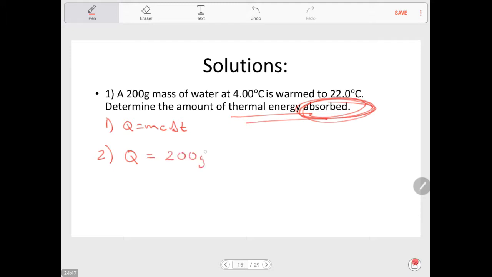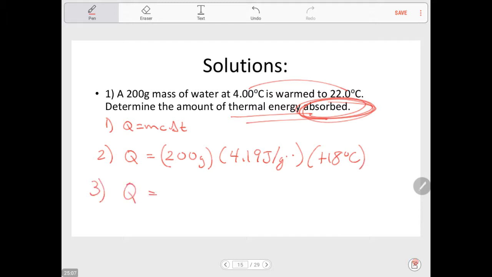We have 200 grams. Specific heat capacity is 4.19 joules per gram times degrees Celsius. Oh, sorry, and we went up there. How many degrees is that? That should be 18. So positive 18 degrees Celsius. Step 3, Q. Let's multiply this out.